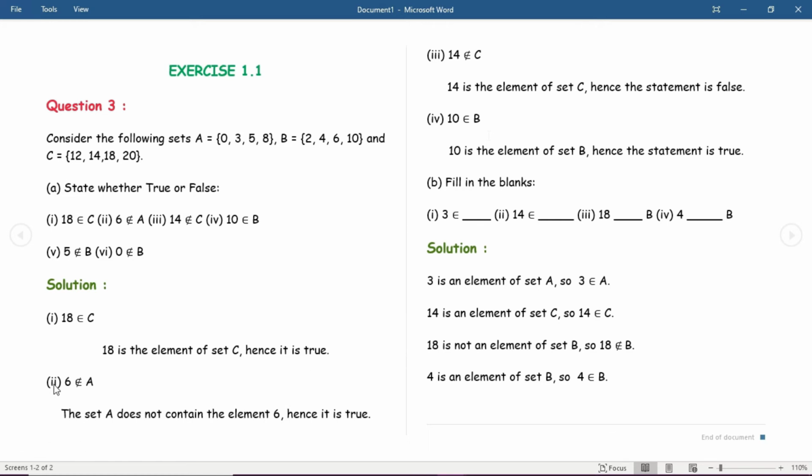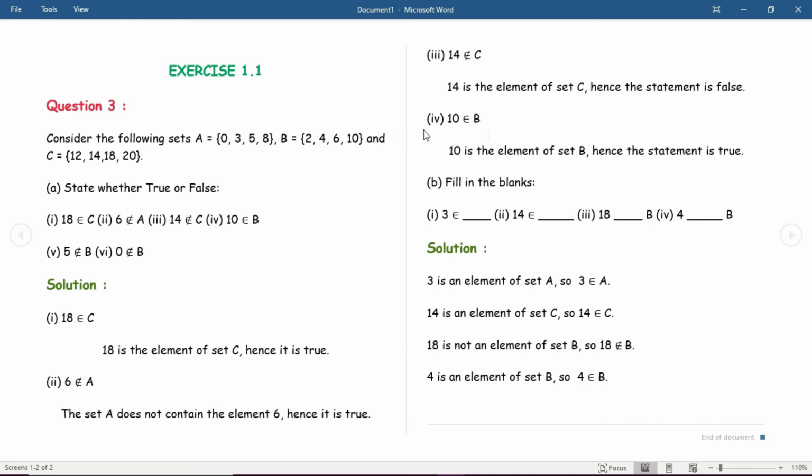Second question, 6 is not an element of A. This element 6, go to set A. Is 6 here? No. Therefore, the set A does not contain the element 6, hence it is true. Third question, 14 is not an element of set C. So now, here 14 is in set C. Therefore, 14 is an element of set C, hence the statement is false.